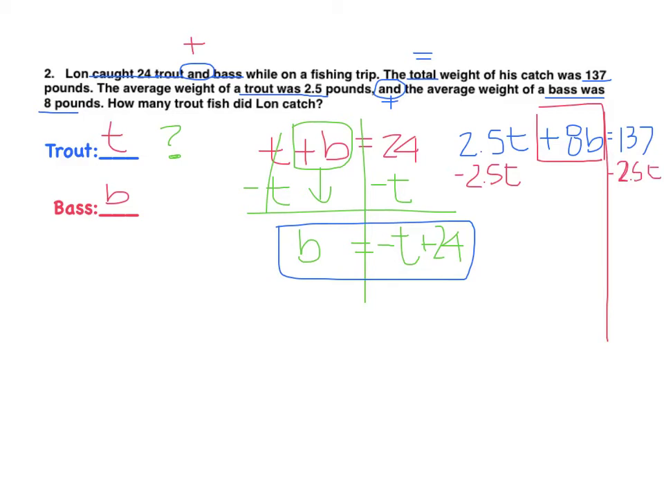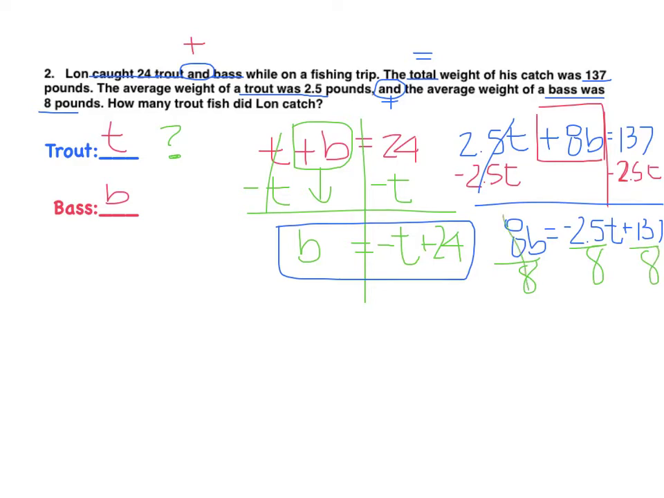Okay, and then we end up with 8b equals negative 2.5t plus 137. My last step, you all know, is to divide by the number inside of our box to everything. And we end up with b equals, I'm just going to leave this part as a fraction, negative 2.5 divided by 8t. But let's see, does 137 divided by 8 reduce? It does reduce, but it's another ugly fraction, so I'm just going to leave it 137 divided by 8.